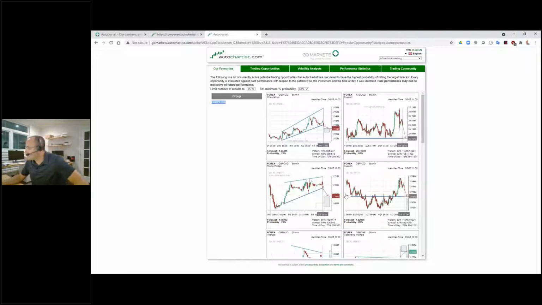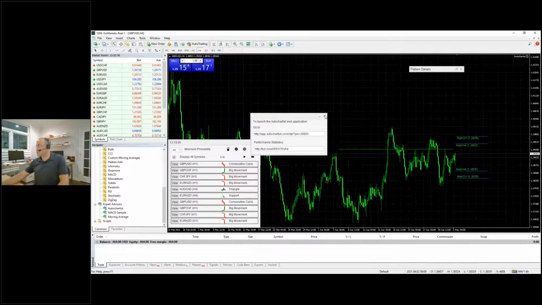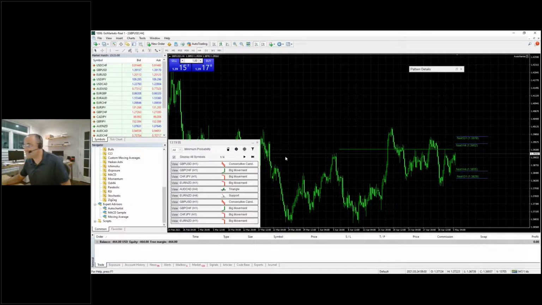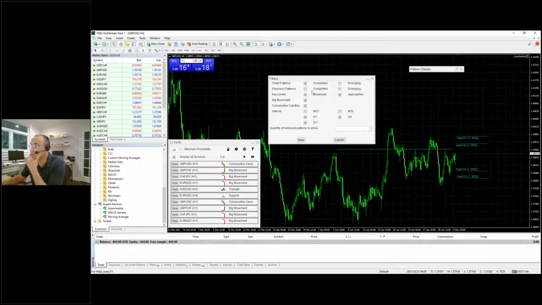So Ross asked a good question. Let me get back to it before I move on to the rest of these icons. Ross asked: why are some arrows colored and some gray? Okay, Ross. We have this concept of emerging or approaching and breakout in Autochartist. Let me show you the difference between the two, because they're very important.